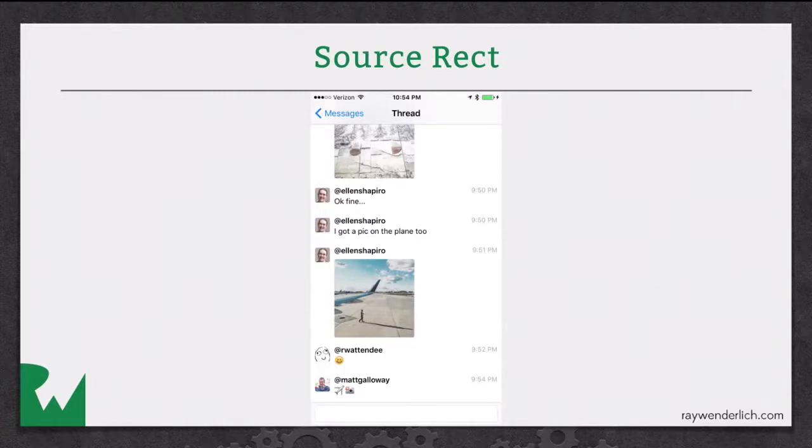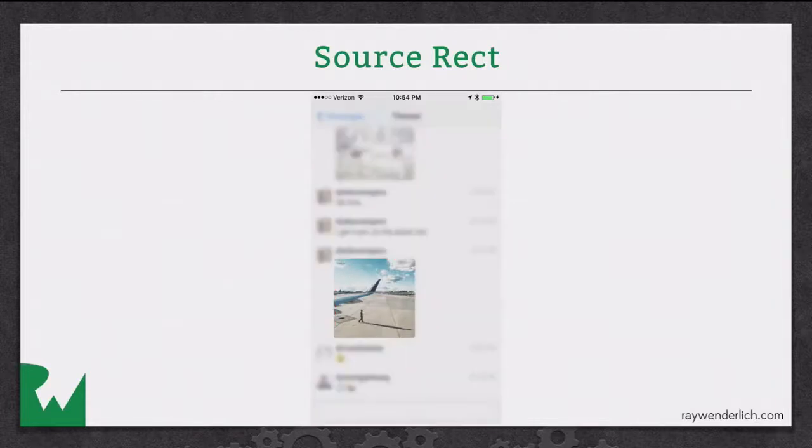Now on this demo interface, if we were to 3D touch on that image, we would want to display just that image. With the source rect, that lets you identify the actual rect around that image relative to the screen. This helps tell the system what to blur and what not to blur when actually performing the transition.